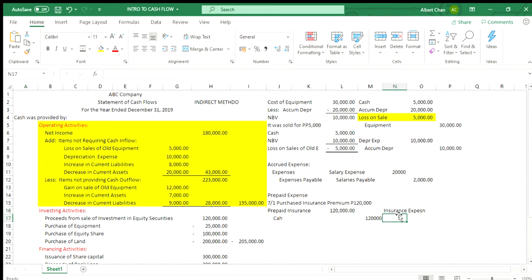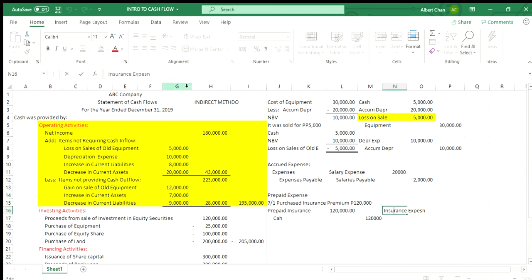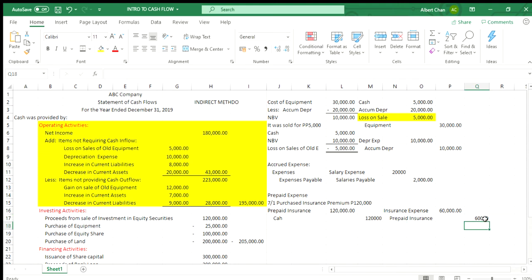Insurance expense, that is 60,000, and credit prepaid insurance. So that will be your adjustment. What is the effect of that adjustment? Your asset decreases, right? Because part of your prepaid insurance will now be considered as an insurance expense.